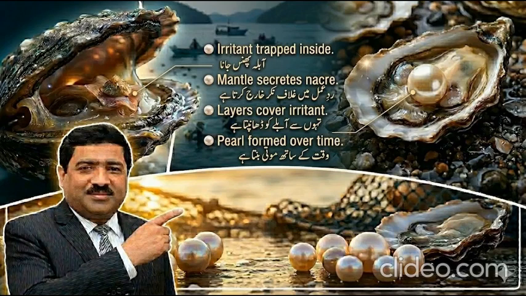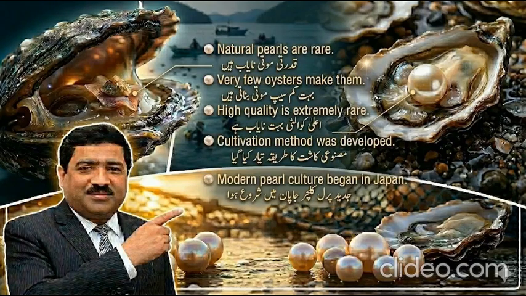Since the foreign material may irritate the soft tissues, the oyster responds by protecting itself. The mantle starts secreting nacre around the irritant. Nacre is also known as mother of pearl. Layer upon layer of nacre is deposited over time. Eventually, a pearl is formed. This process may take several months or even years depending on the species and environmental conditions.